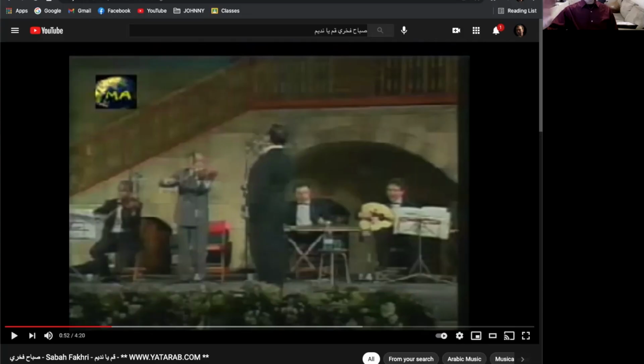And then they switch back to Nahawand. They go Aman Aman Dawir Aqdahi. So they go back and forth between Nawa Athar and Nahawand.